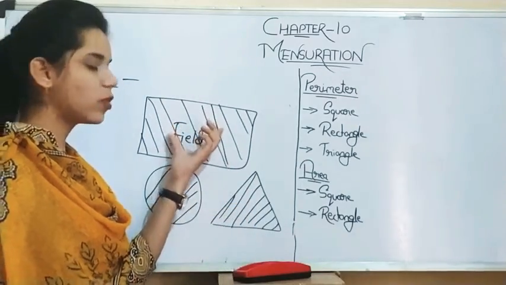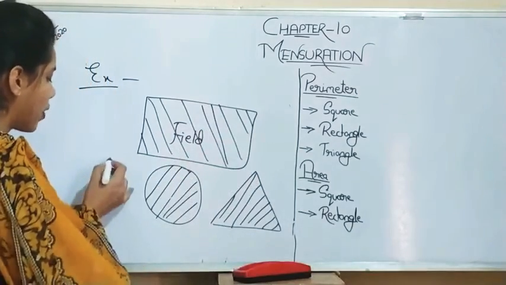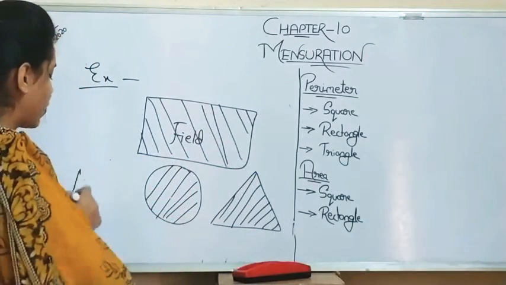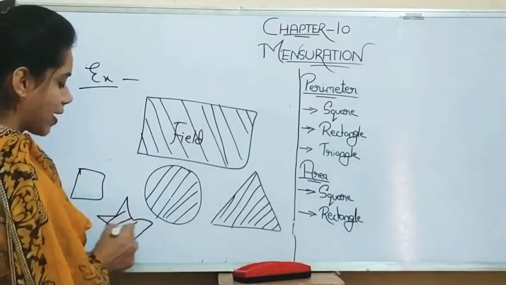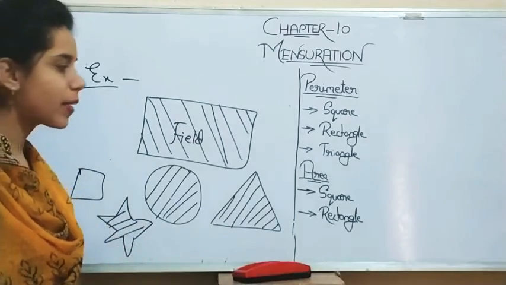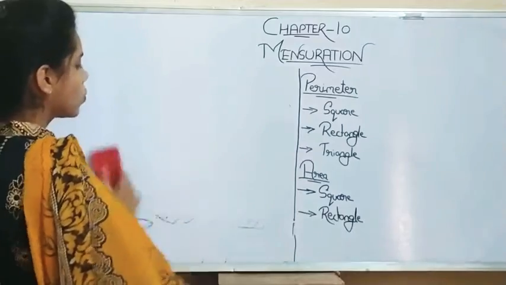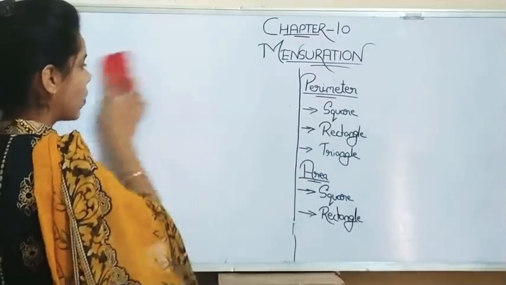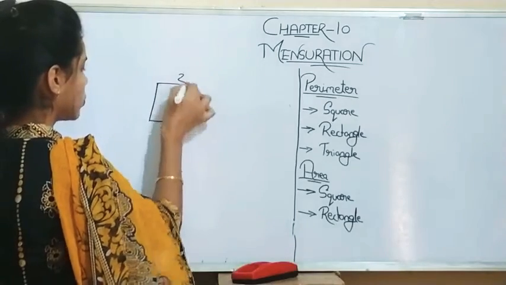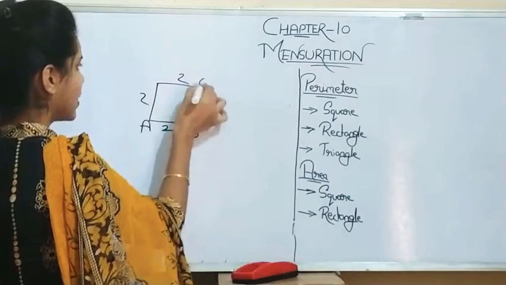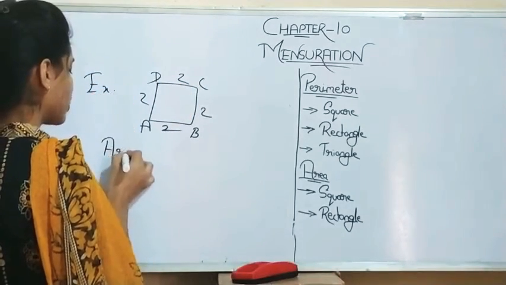So in any closed figure, there will be area. It can be a circle, a polygon, it can be of any shape like this. It can be a star. All of these have an area. Now what will be the area of a square? Square means whose all sides are equal. So here, if I am talking about this square, 2, 2, 2, 2. Suppose this is square ABCD. So what will be the area of a square?